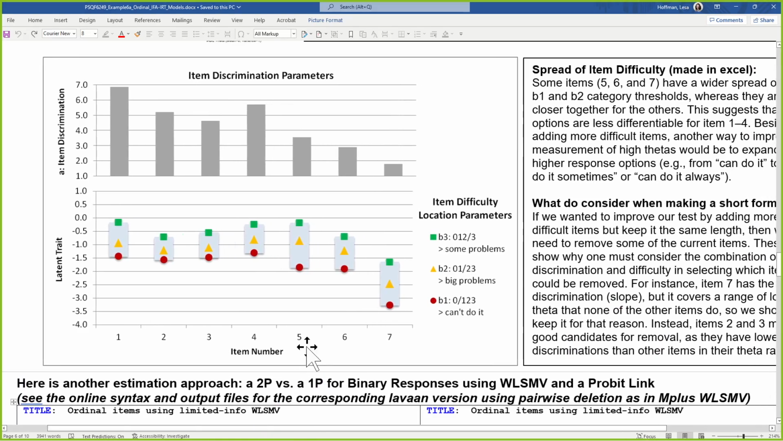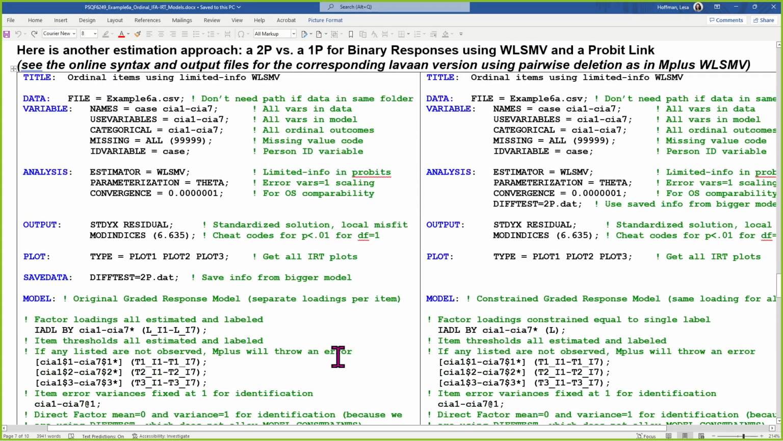To do limited information estimation then is the last piece of this, where I'm still using the categorical option under variable, but I've switched the options under analysis to be WLSMV and using the theta parameterization specifically, which corresponds to probit. So error variance is fixed to 1 for identification under the scaling method. To do model comparisons using DIFFTEST, you have to do it inside Mplus. There's no way to export the data easily and do your own tests.